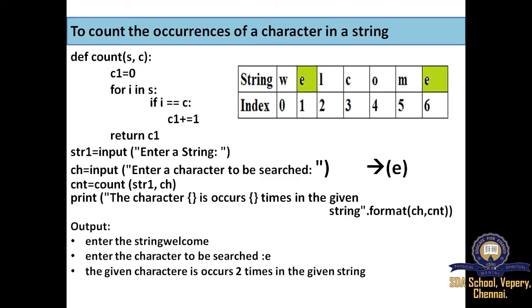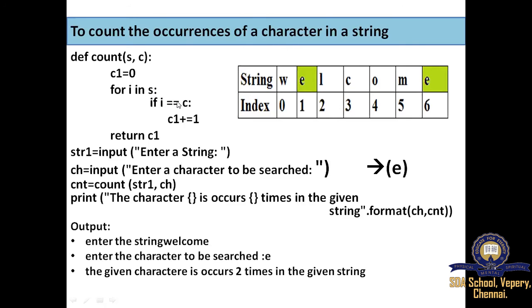Inside your count user-defined function, I have declared a variable called C1. It's a local variable. What is the value assigned to this local variable? 0. For I in S. You know the for loop is going to iterate every character from S one by one. What's the first character present in S? Of course, it is W, which will be iterated and kept in your I.